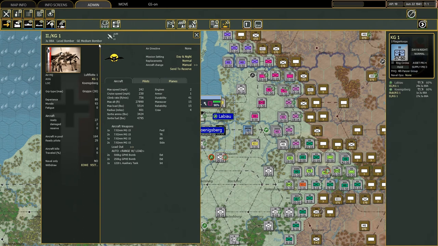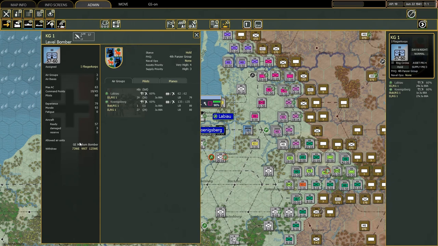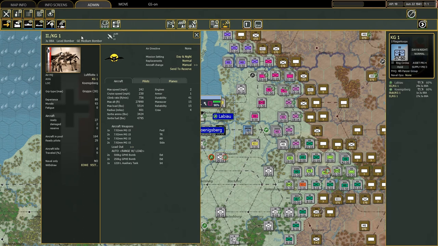Why is this important? Because in theory, you could assign any type of planes to any AOGs. In practice, there are some restrictions. In particular, if we go to the first Kampfgeschwader, we can see here, I did skip this line on purpose in the previous tutorial, because I wanted to explain it here. These allowed air units indicate the category of air units that are allowed to be part of, in this case, the first Kampfgeschwader. And all of the German medium bombers could, in theory, be attached to the first Kampfgeschwader.